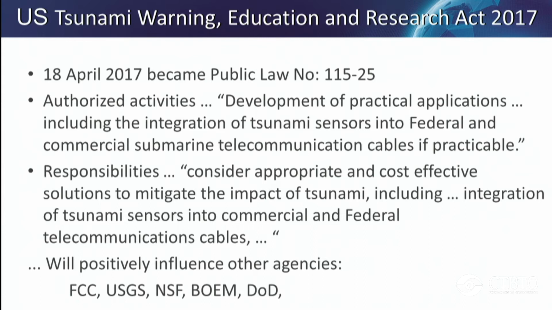And so, it doesn't authorize new money for NOAA to do this, but it allows NOAA to use existing funding if they so choose to start the process. And then furthermore, it hopefully will positively influence other agencies in our U.S. federal government to be more supportive of this concept.